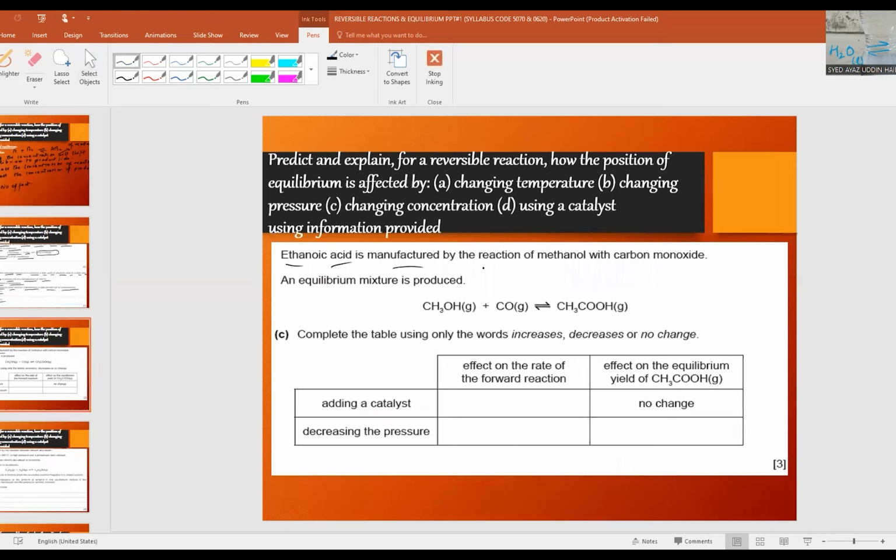Ethanoic acid is manufactured by the reaction of methanol with carbon monoxide. This is the same question. In part C, they are asking, complete the table using only the words increases, decreases, or no change. Effect on the rate of forward reaction, effect on the equilibrium yield of ethanoic acid or CH3COOH. Adding a catalyst, decreasing the pressure.